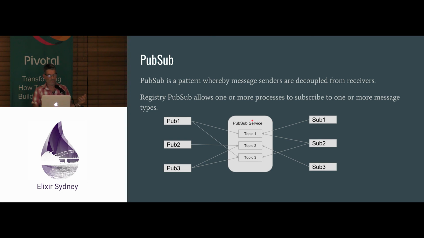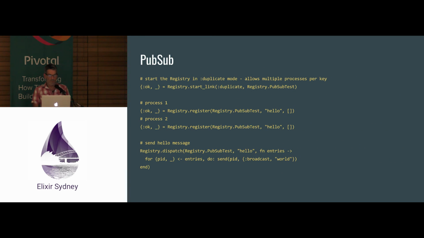And there's a few different ways you can do this. Phoenix has a PubSub system. You can write one yourself, of course, and Registry offers the functionality to do PubSub as well. So typically to have a PubSub system, you'll start the registry in duplicate mode, and that allows you to associate more than one process with a key. So you can see I've just started a registry. This one's called Registry PubSub Test.